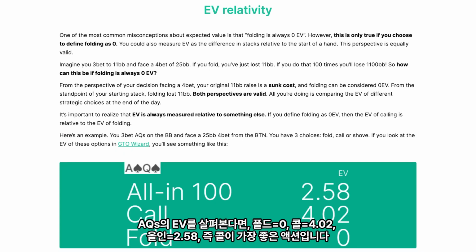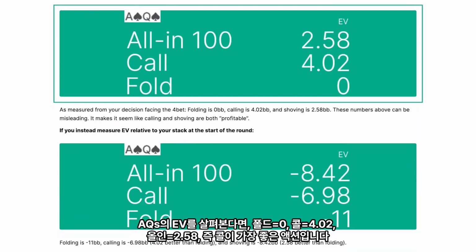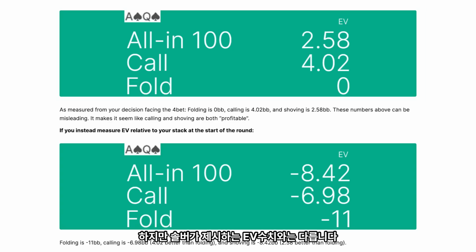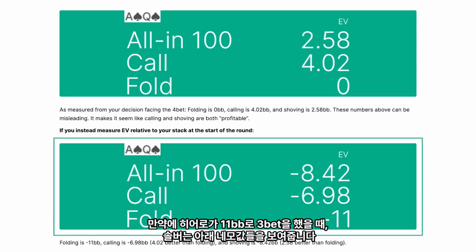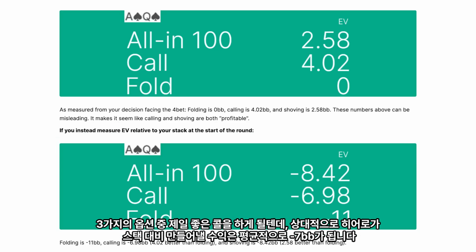Now, if we check the expected value of ace queen suited, we can see the expected value of folding is 0, calling is 4, and shoving is 2.5. And so calling is the best action. However, this is not the expected value we actually get from a solver. From a solver, it actually calculates this, assuming that your 3-bet was to 11 big blinds. And so again, we're choosing between 3 options and trying to choose the best option, which in this case is calling. But the actual amount of money you'll make relative to your stack is losing about 7 big blinds on average.